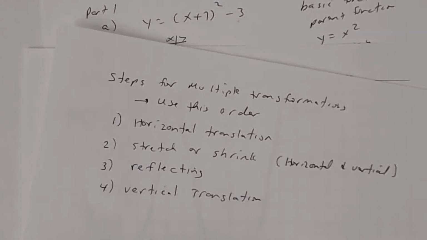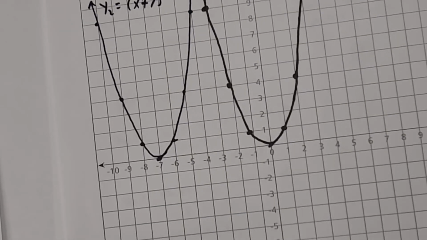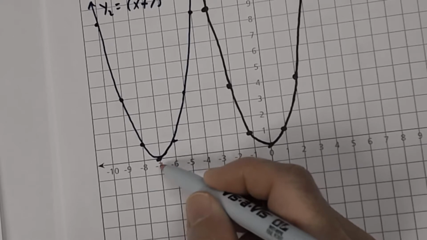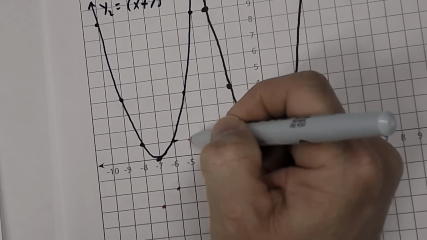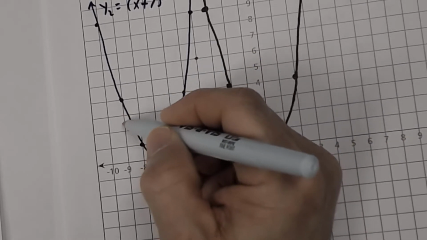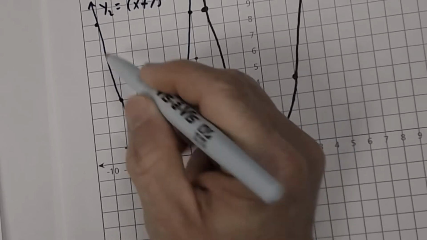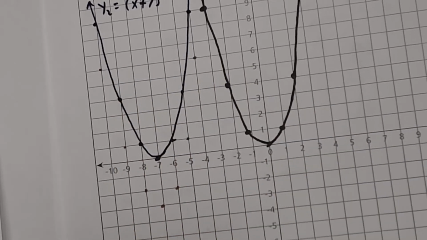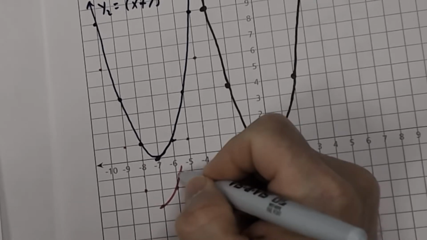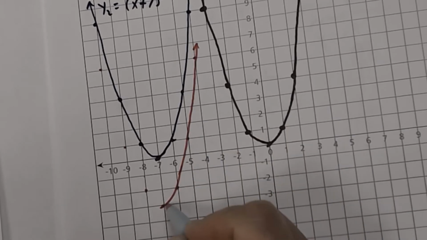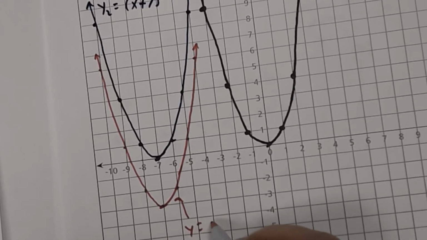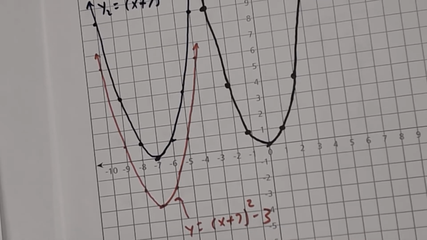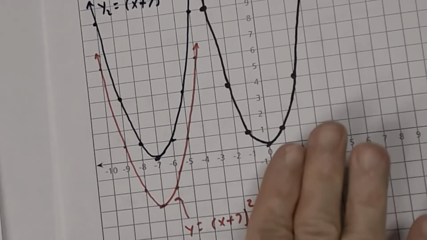All right, and all you do is this. Just do what I'm about to do, and you're done with number 1, with letter A. So every point, down 3 units. 1, 2, 3. And then you just draw your graph. And when you do that, just like this, you say now this is y equal x plus 7 squared minus 3. Okay?